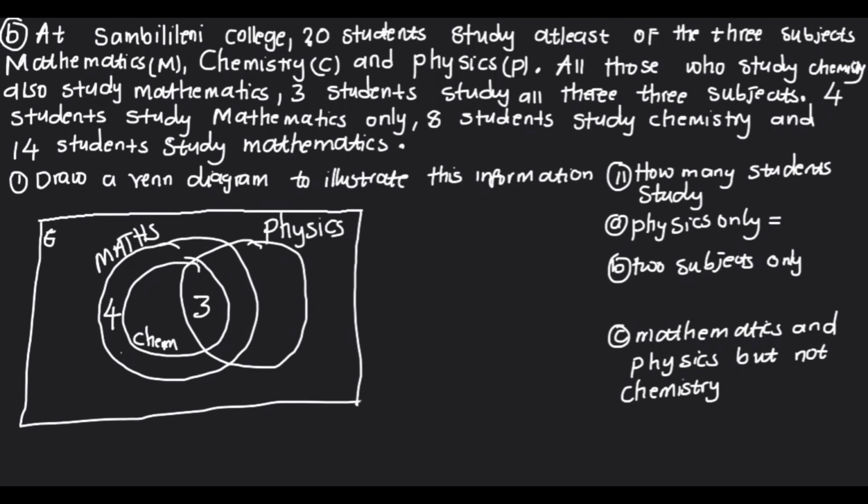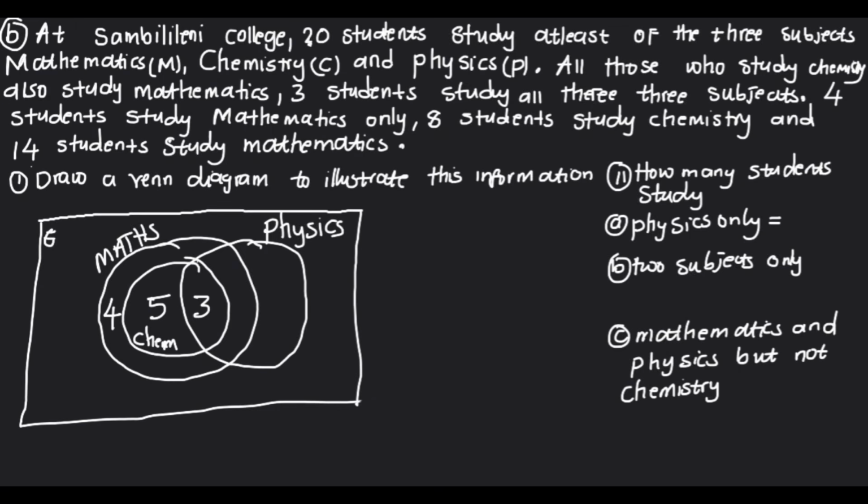Then from there, let's look at this 8. So 8 students studied chemistry. So from the 8 students, we have 3. So 8 minus 3, here we are going to have 5. So we are going to have 5.